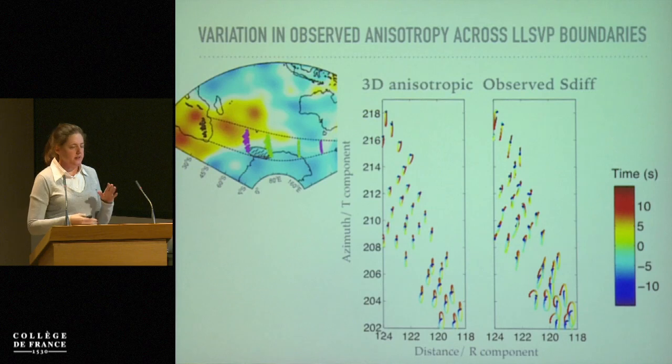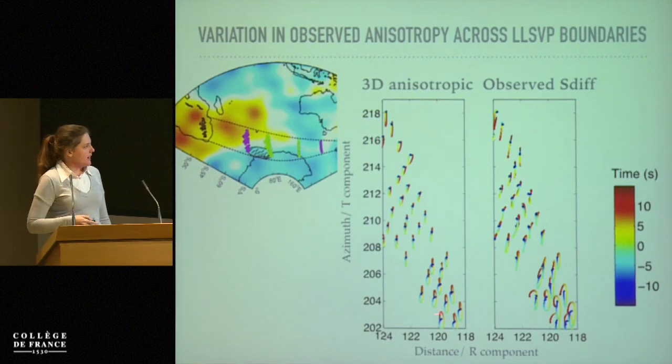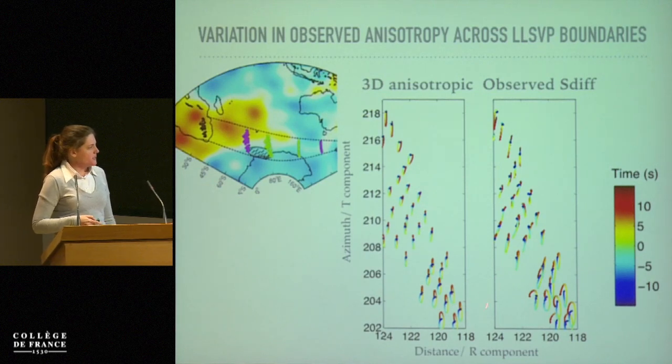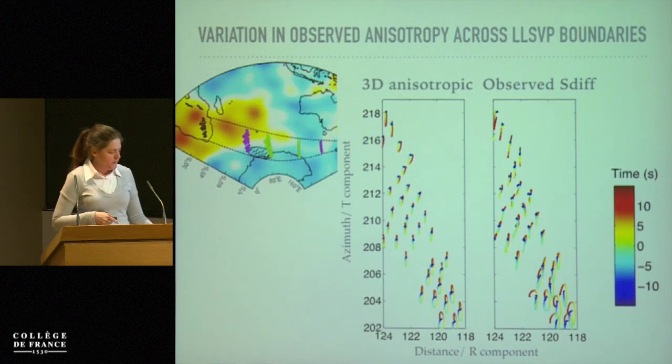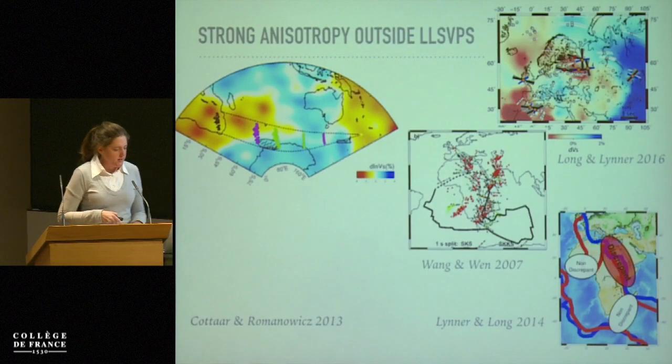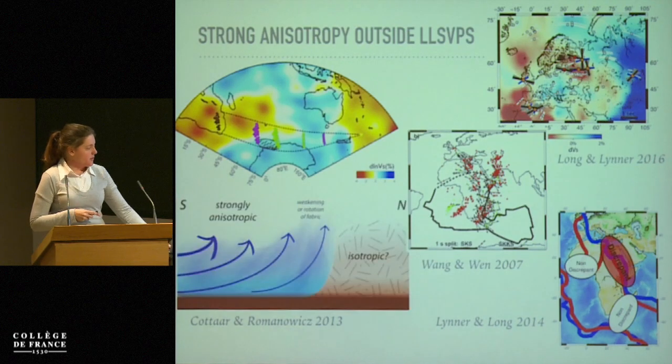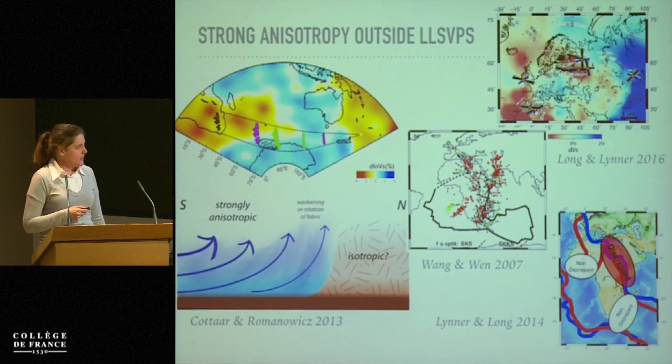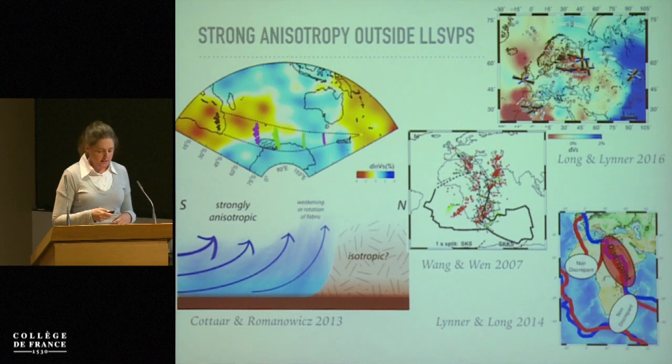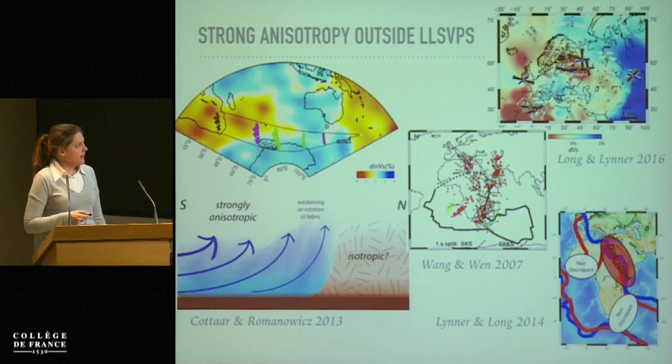But here I put 8% anisotropy in a layer of 150 kilometers to create synthetics that match these splitting parameters over here. We don't totally match the amplitudes of these waves, but we match the general splitting component between our synthetics and the observations. And so this lies in a general group of observations that have been made with SKS and SKKS differential splitting, which seems to always show stronger splitting outside of the boundaries of these LSVPs.